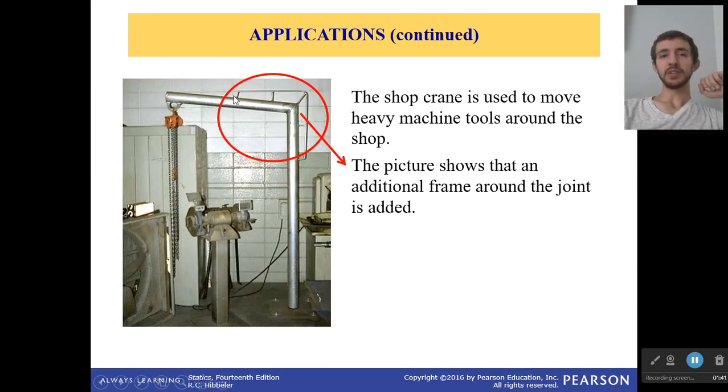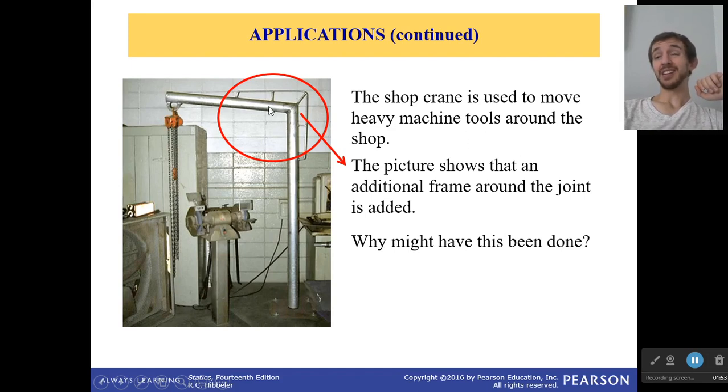Now in this particular case, we see we have a little frame that's added around the joint of this thicker frame. Now this is added because of the internal forces. This is a point of a lot of stress and struggle, and if we didn't have this extra frame, it would likely bend and fail.